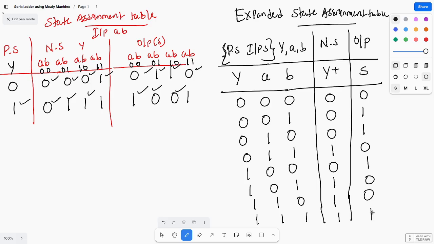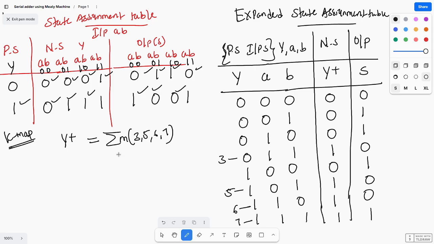Okay, so I got the expanded state assignment table. So for y plus, I need to draw the K map and I need to get the logic expression. Okay. So y plus equal to what? Summation of m of, what are the minterms? 3, 5, 6, 7.